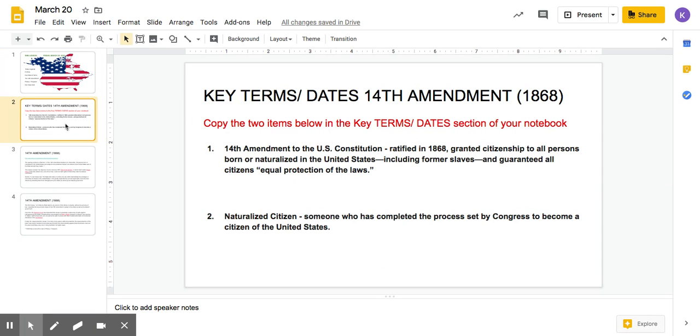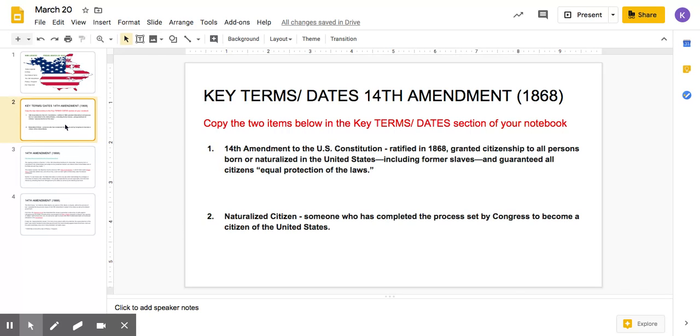For our key dates and terms, we have the 14th Amendment that was ratified, or approved, in 1868. That was right after the Civil War, in that period right after the Civil War. And the 14th Amendment to the Constitution granted citizenship to all persons born or naturalized in the United States, including former slaves, and guaranteed citizens equal protection of the laws.